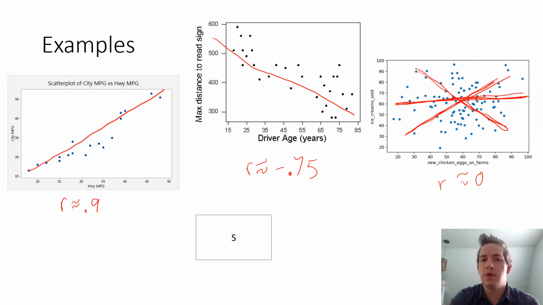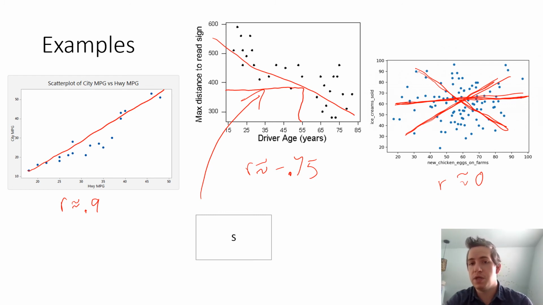Now this line that we're talking about right here is a very special line. And the reason why it's so cool is because it allows us to make some predictions. In fact, if I want to know when I'm 55, the maximum distance I'll be able to read a sign, I can go up to this line and look over, and it looks like I'll be able to read a sign at about 375 feet. Now I have a pretty good prediction as to what I should expect at the age of 55.